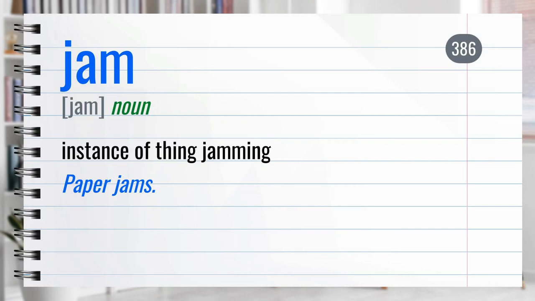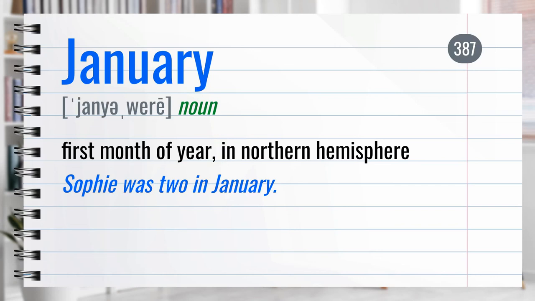Jam. Jam means instance of thing jamming. For example, paper jams. January. January means first month of year in Northern Hemisphere. For example, Sophie was 2 in January.